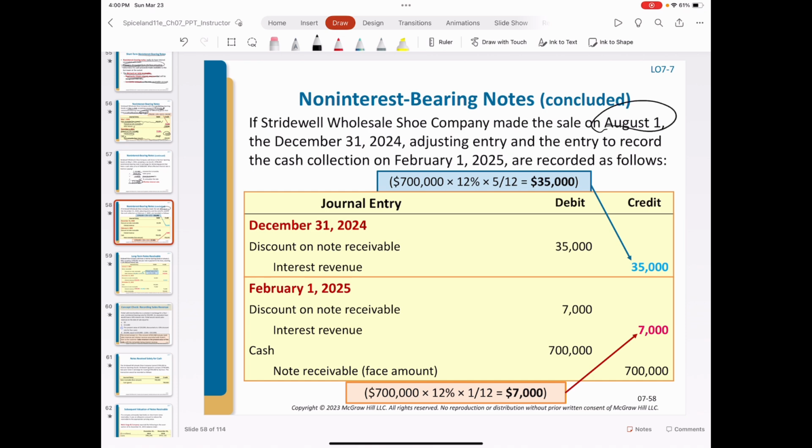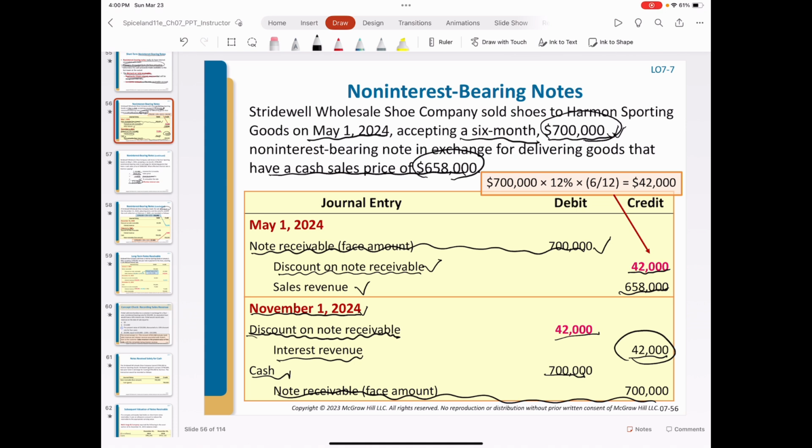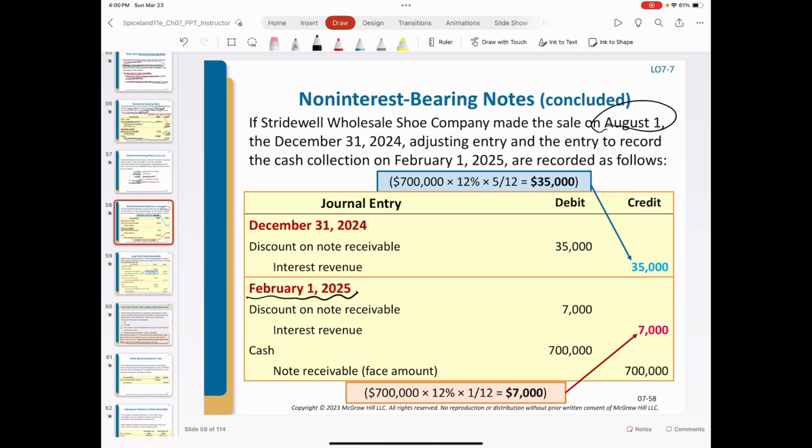Similarly, if the sales did not happen on May 1st, it happens on August 1st. That means the note will be due next year on February 1st. We are making this journal entry by debit notes receivable $700,000, credit discount on notes receivable $42,000, sales revenue $658,000 on August 1st. So here in this slide, we do not repeat the journal entry made on August 1st.